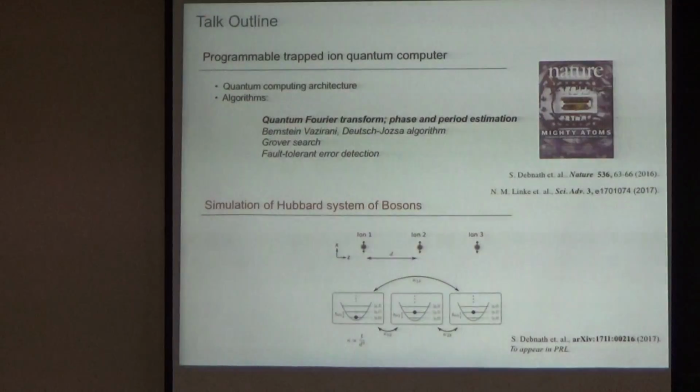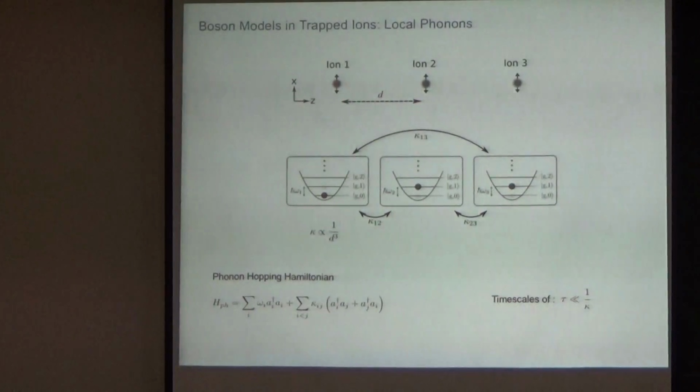All right, so that was that, and maybe I will quickly try to go over these other results that we had in our processor. And here we were trying to simulate a Hubbard system of bosons in our system. So basically going into the nuts and bolts of that, let's say you have 3 ions in your system with a certain separation.